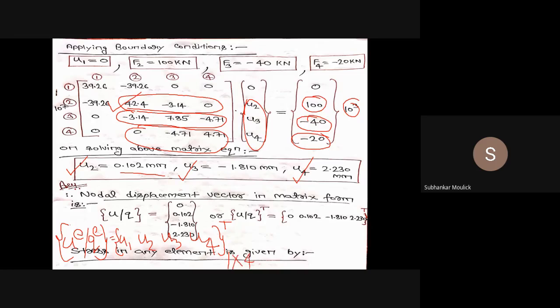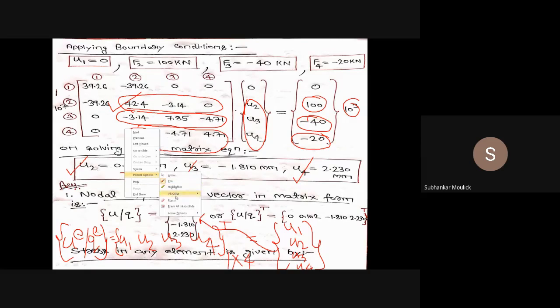1 cross 4 matrix. In transpose, I have to convert this row into column. It will become u1, u2, u3, u4, which is nothing but this particular matrix. Here I have given the values. u1 is 0, u2 we have already found out, that is 0.102 mm, u3 is minus 1.810 mm, and u4 is 2.230 mm. Is it clear to all of you? Any doubt in this nodal displacement vector matrix? No, sir. Okay, thank you.